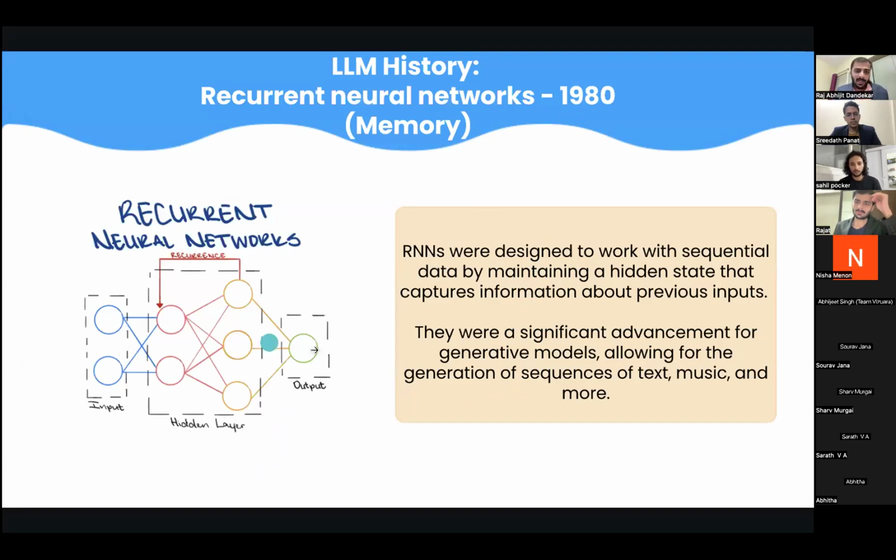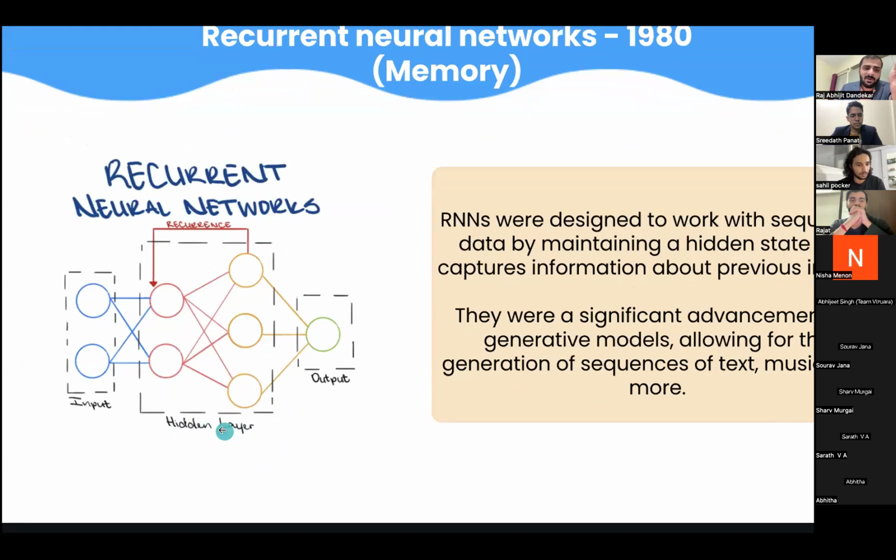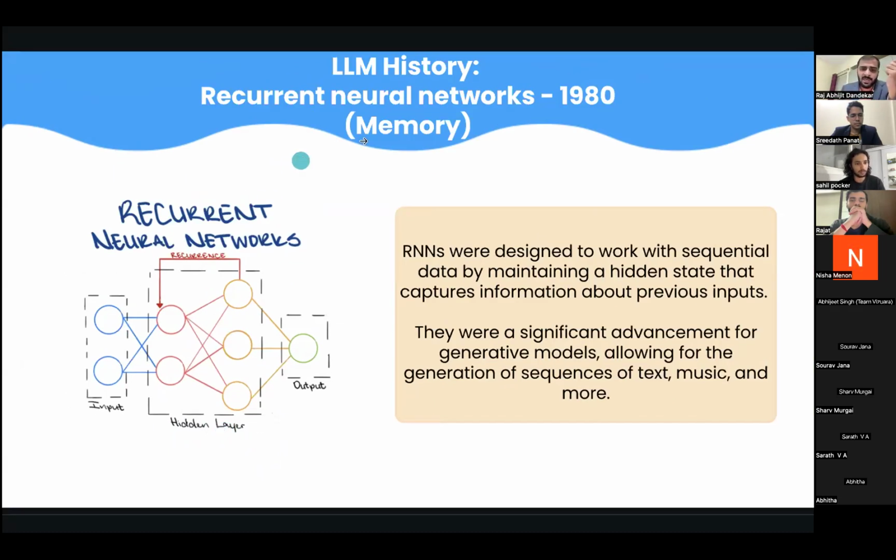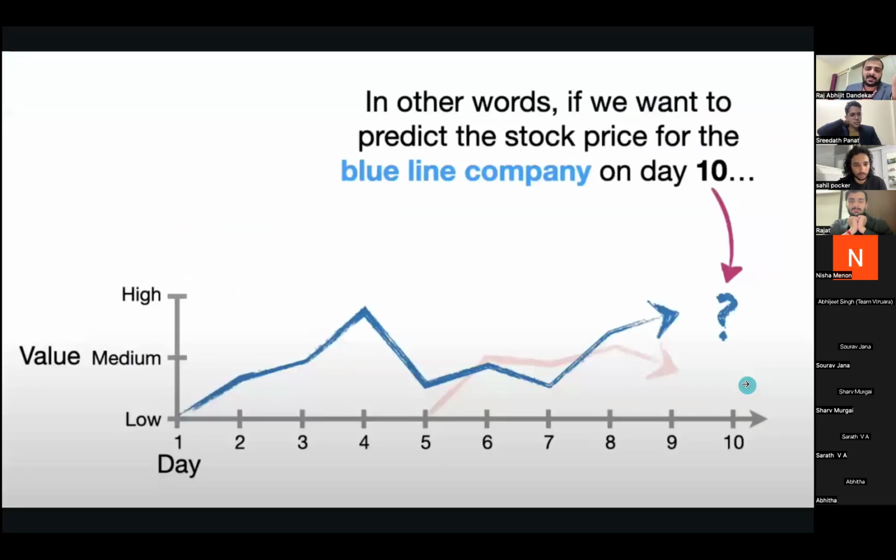The main idea in RNN is that it's like a traditional neural network, but it introduced a hidden state like this, or a hidden layer. See, this hidden layer was the main innovation in recurrent neural networks. And what this hidden layer did was that it added some sort of memory to the neural network. And that's why RNNs became so popular. And we could do some things with RNNs such as generate sequences of text, music, etc.